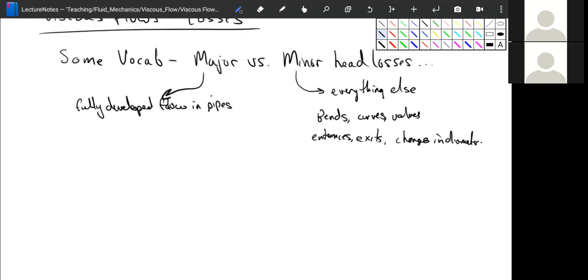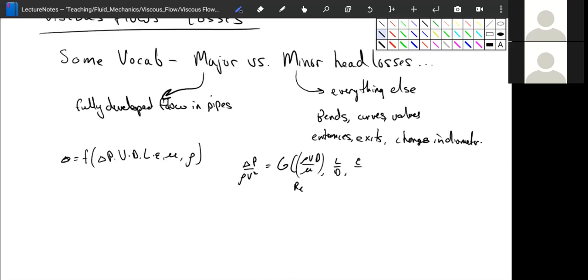So if you remember, right, we did a dimensional analysis of this problem. We said 0 is equal to some function of delta P times V times D times L times some roughness times the viscosity times the density. And we found out that delta P over rho V squared is equal to some unknown function G of rho VD over mu. This should look really familiar, right? This is the Reynolds number. Some length over distance and a roughness over a diameter.